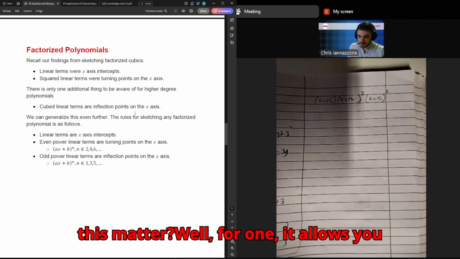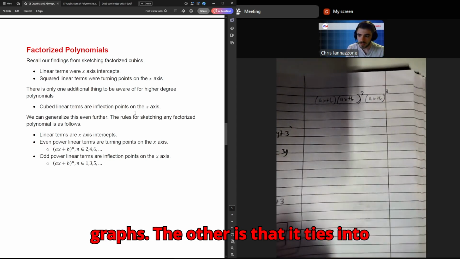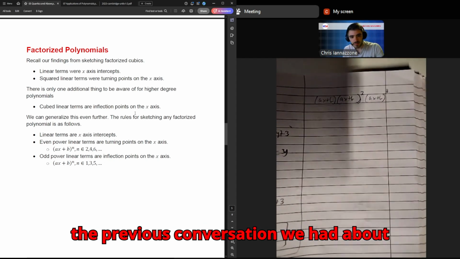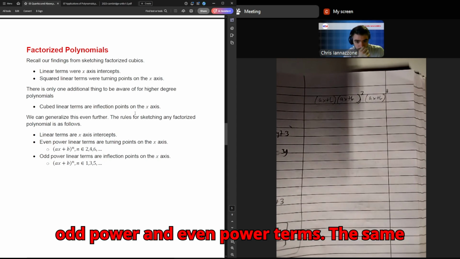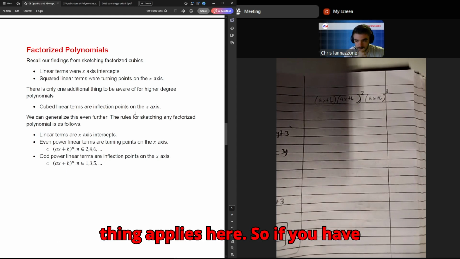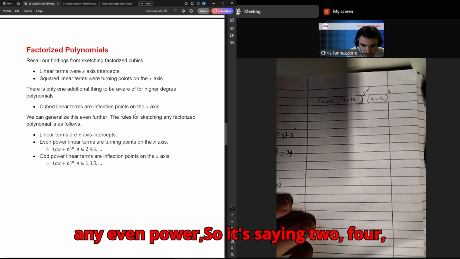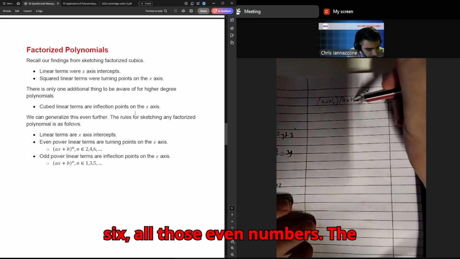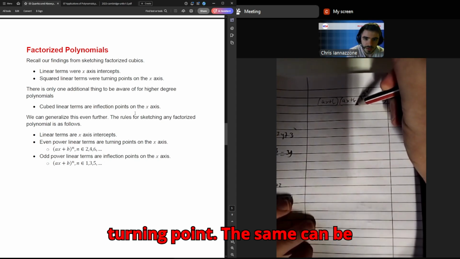Why does this matter? Well, for one, it allows you to sketch these types of graphs. The other is that it ties into the previous conversation we had about odd power and even power terms. The same thing applies here. So if you have any even power, so it's saying 2, 4, 6, all those even numbers, the solution to that term will always be a turning point.